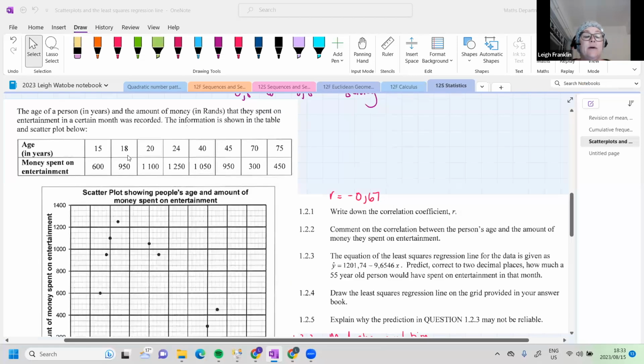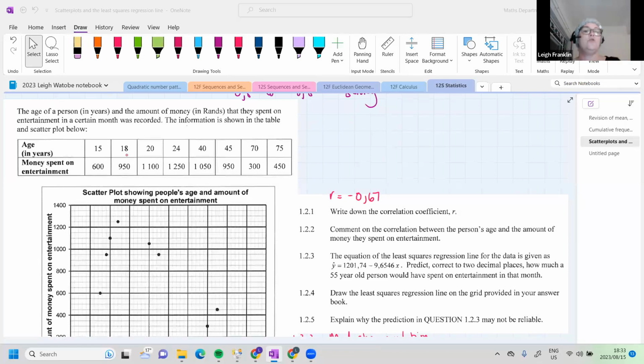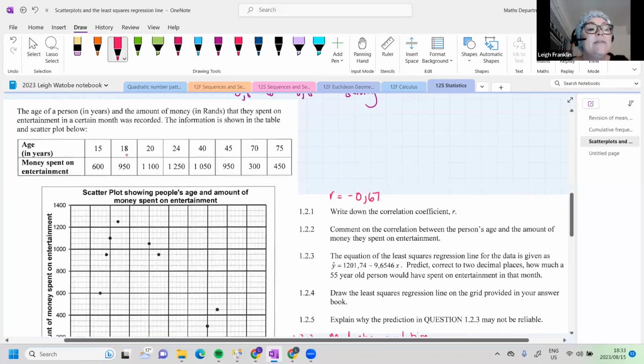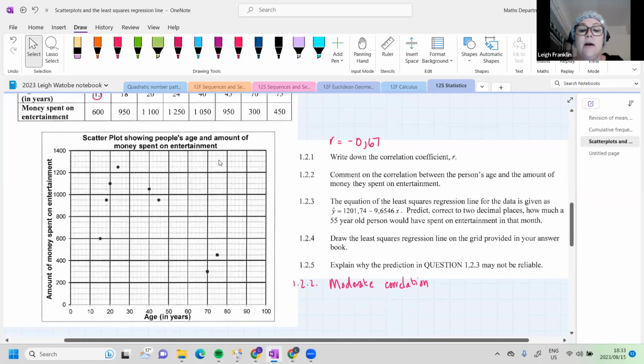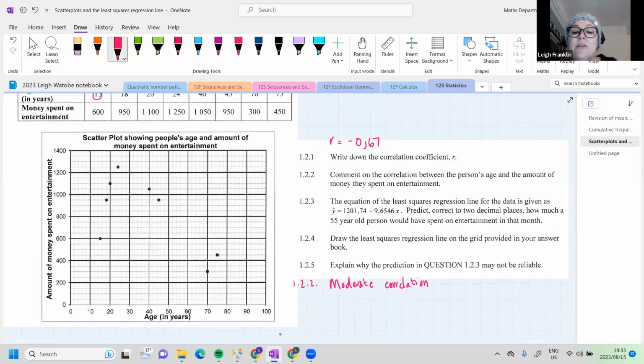So what you are supposed to do, Sihle, is this. Look at your data and find a number that is slightly bigger than your minimum. In this case, you've got 15 there, so let's use 16, because 16 is very close to 15. It's just inside. Now we sub that into the equation of our least squares regression line. In 1.2.3, they've given us the equation of the least squares regression line. Oh, sorry, in 1.2.4, that's when they want us to do it. So let's just answer 1.2.3 first, and then Sihle, we're going to do your question.